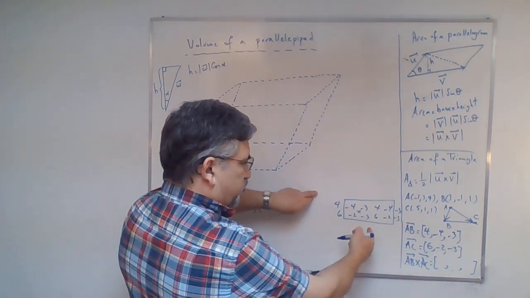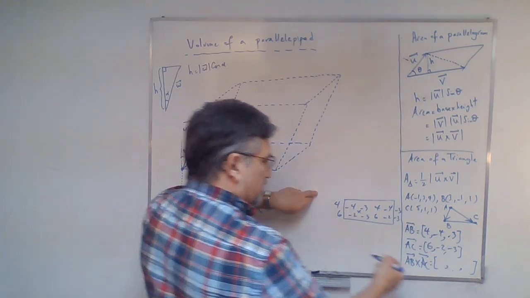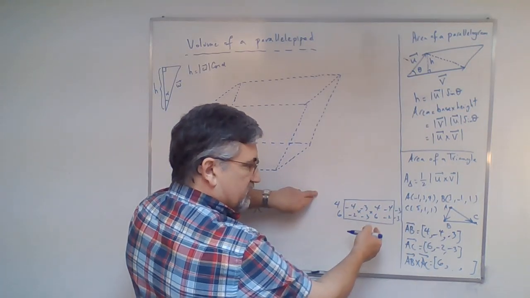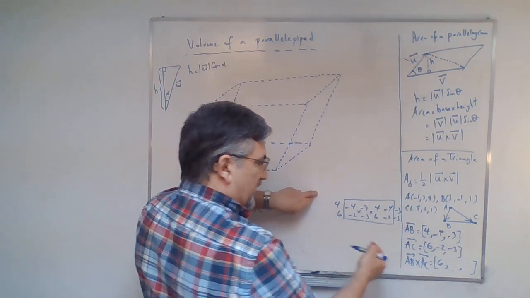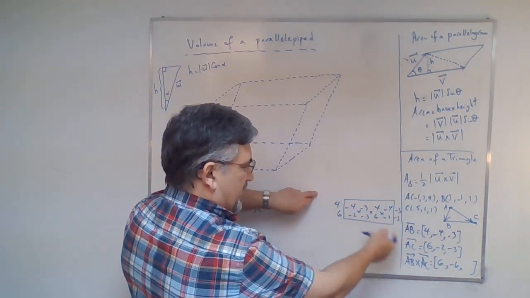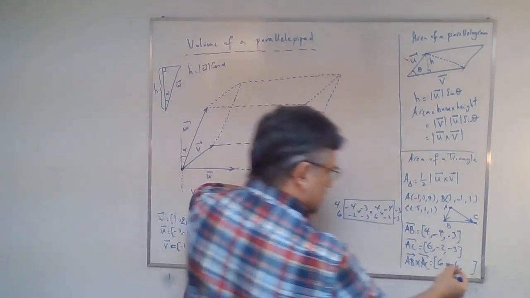So that's going to be 12, okay, minus 6, which is 6. This crisscrossing will be negative 18 plus 12. That's negative 6. And next one would be negative 8 plus 24. So that is 16.